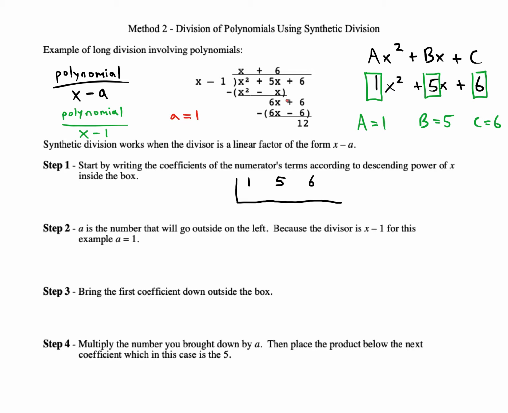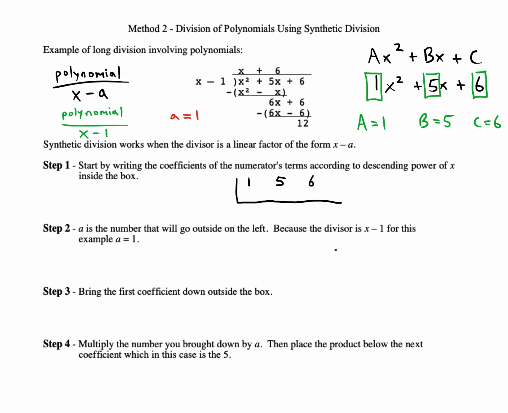Sometimes that gets a little confusing because you can see here that it's negative 1, but the actual value that's in the place of the little a is just a positive 1. So we've completed step 1, which is writing the coefficients of the numerator's terms according to descending power of x. So we've got the coefficient of the x squared first, then the coefficient of the x, and the coefficient of the constant. Our next step will be to place the value of a outside the division symbol.